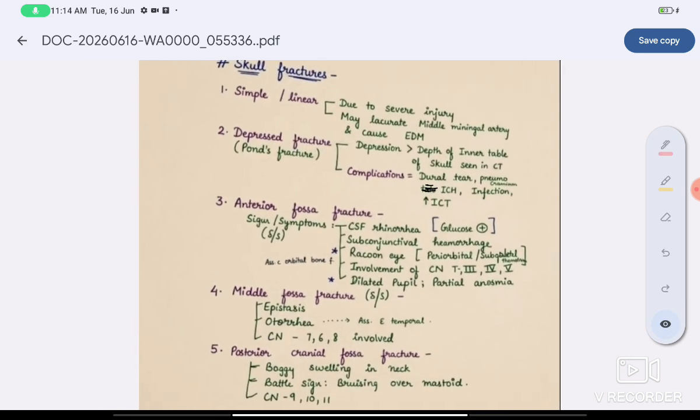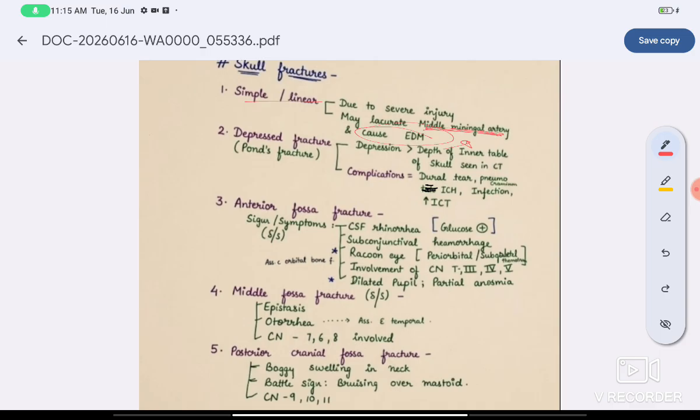Skull fractures may be divided as linear or simple fracture, which is due to severe injury. It may lacerate the middle meningeal artery and cause extradural hemorrhage. Then there is depressed fracture, which means the depression is more than the inner table of the skull, seen in CT. Its complications include dural tear, pneumocranium, intracranial hemorrhage, infection, and increased intracranial tension.